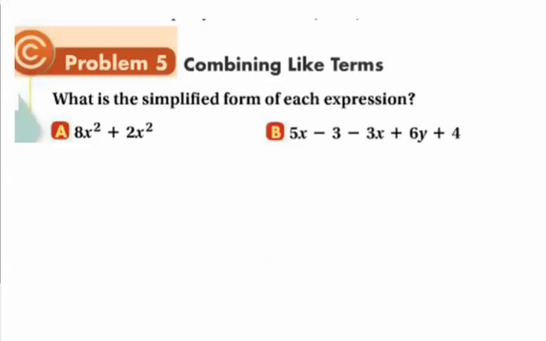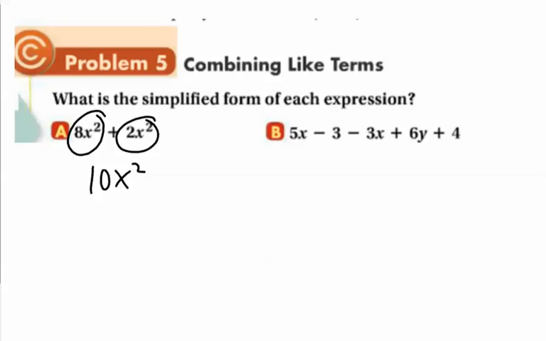Talking about combining like terms. A term is something that has the exact same stuff. So you can see right here, you got 8x squared and 2x squared. If you have the exact same thing, you can combine. What's 8 plus 2? That's 10, so that's 10x squared. It's not 10x to the 4th.